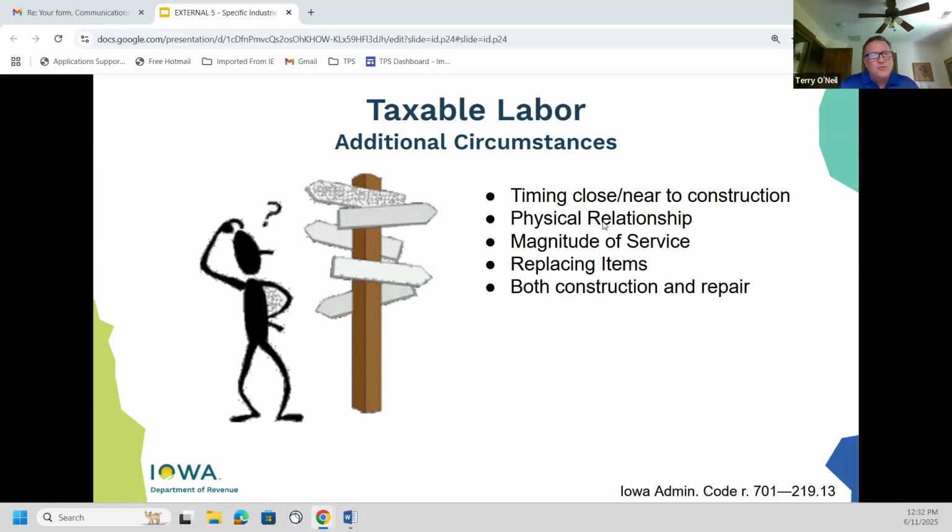The construction part of it, the remodeling part of it, that's treated one way. The electrical installation on something that's totally not related to the remodeling or construction, that's going to be treated a different way. The magnitude of the service, and Matt mentioned this one earlier as well.